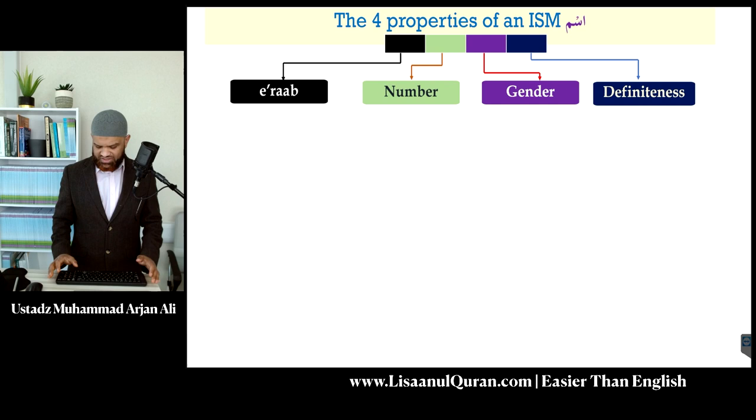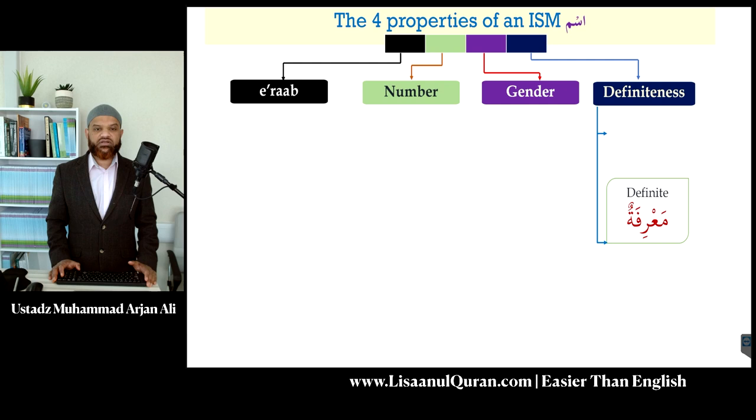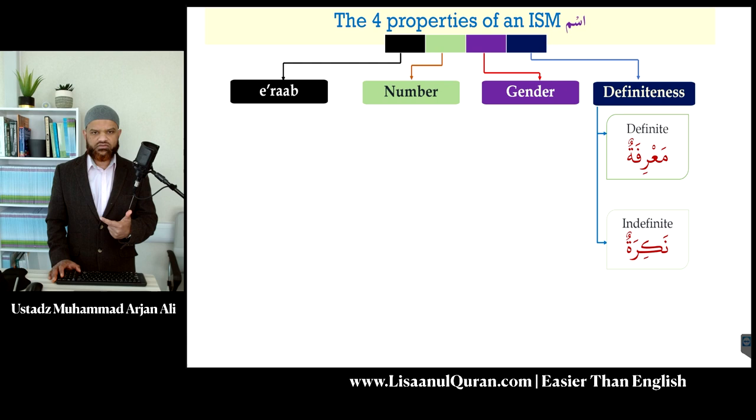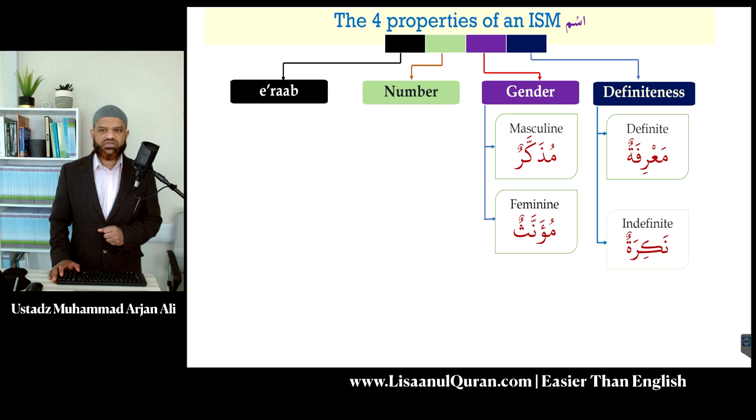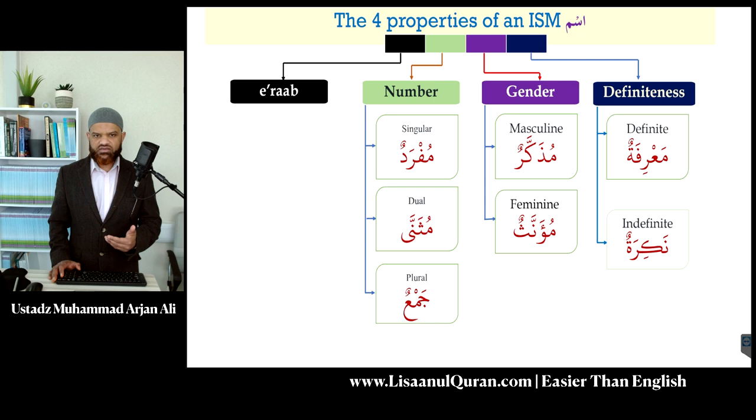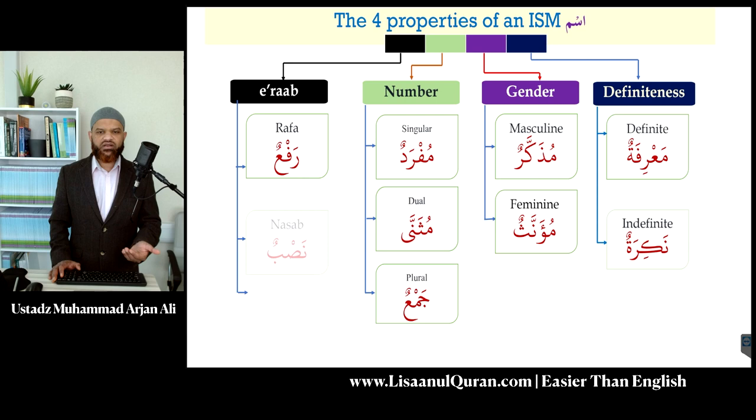So bear with me as I go through each lesson, inshallah, but this is what we're going to be discussing. In the next lesson, we're going to be looking at definiteness. I've already mentioned there's only two options, definite or indefinite, ma'rifatun or nakiratun. In the lesson after, in the third lesson, we're going to look at gender. Every ism will have to be treated either as masculine, mudhakkarun, or mu'annathun, feminine. In terms of number, every ism will either be singular, mufrad, or muthanna, dual, or jama'. And Arab now, alhamdulillah, you know: muslimun, musliman, muslimin, rafa, nasab, or jar.